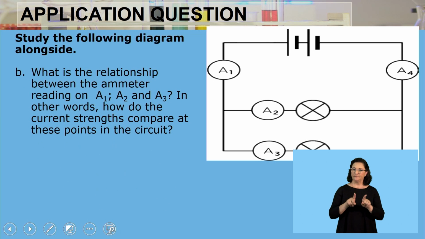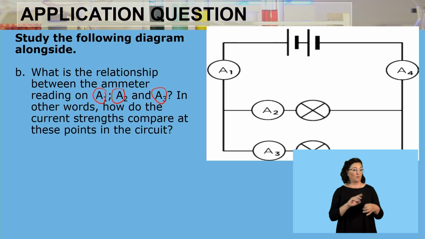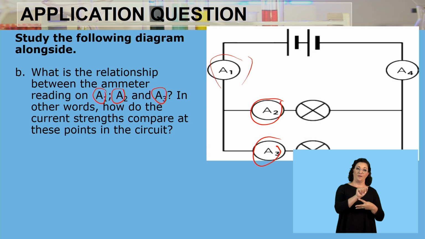We still have the very same circuit diagram, but now the question is, what is the relationship between the ammeter reading on A1, A2, and A3? In other words, how does the current strength compare at these points in the circuit? The relationship between A2, A3, and also that at A1. We know that at A1 we have the total current.